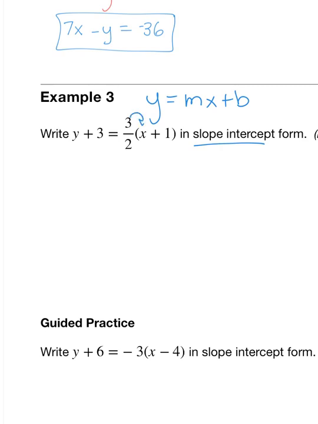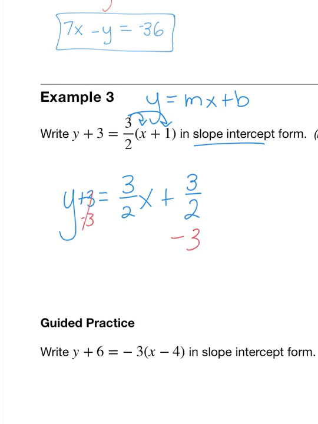So I would distribute first. So we'd have 3 over 2x plus 3 over 2. And the only thing out of place here is this 3. So I'm going to move it to be with this. So now you have a couple options here on how you want to handle the fraction with the whole number. So really 3 over 2 is 1.5. So you could say 1.5 minus 3 is negative 1.5.